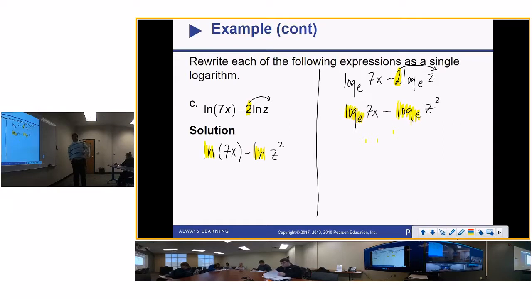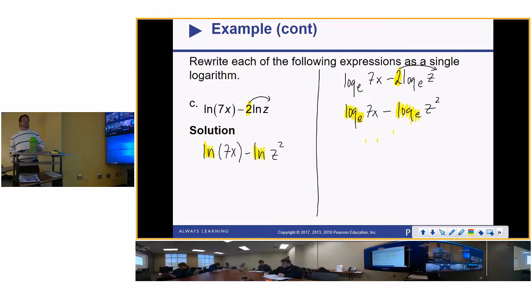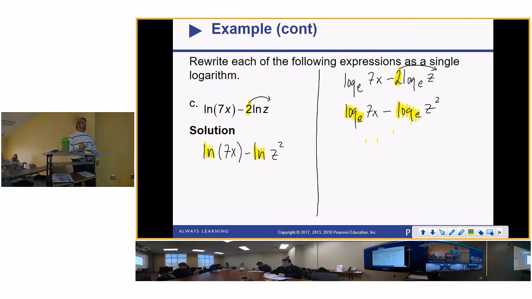The quotient rule says that if I have something I'm subtracting, I can rewrite it as what? Starts with a D. I-V. Division. Yes. So your final answer is the natural log of 7x over z squared.